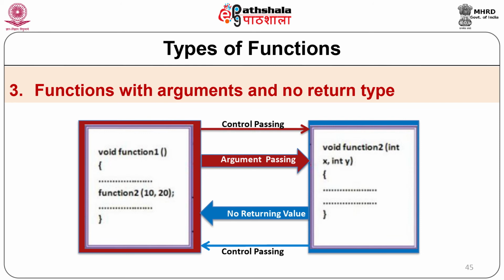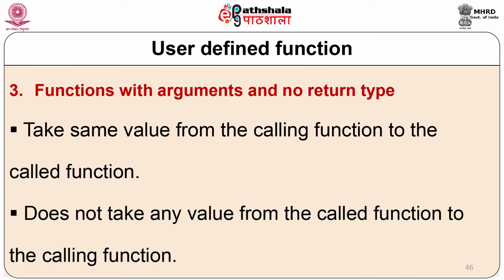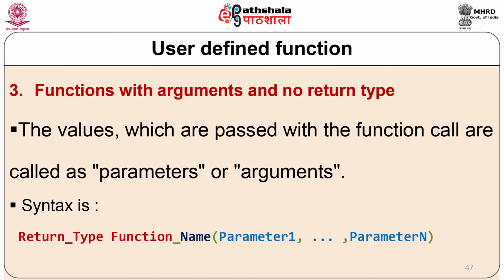You can see 10 and 20 are the values passed from calling function to called function. This type of function takes the same value from calling function to the called function. However, the function of this type does not take any value from called function to the calling function, as we did in the previous case. We can see the syntax for passing argument or parameter with function call: return type, function name, in brackets parameter 1, parameter 2, ..., parameter n.